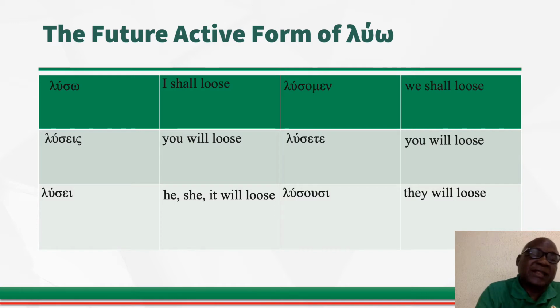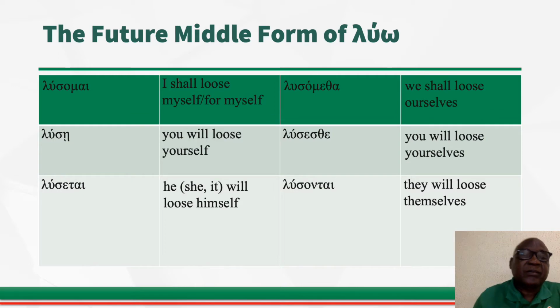So if you look at this and you look at the present active indicative, you discover that the difference is the presence of sigma between the stem and the ending. Now, in the middle form, the future middle, you now have lusomai, luse, lusetai, lusometha, lusesthe, and lusontai.